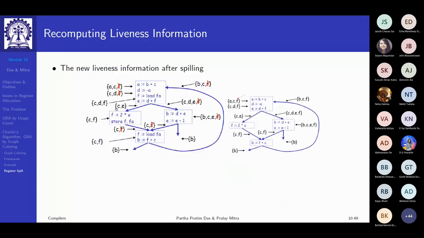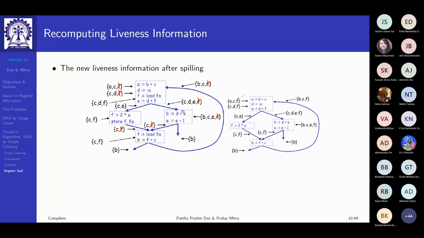So I will recompute the liveness information based on what I have. So what will the liveness be? On the right is the original graph, which had the liveness. Now, F will be live only from its definition here to its use here, right? So CDF.